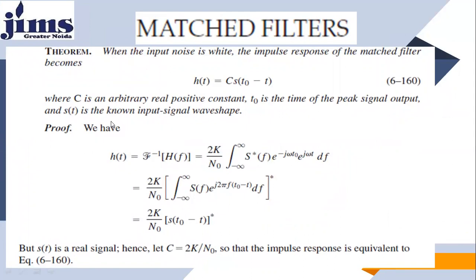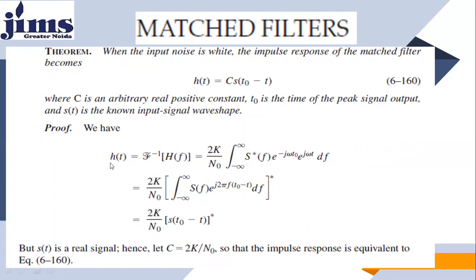Again, we solve this particular theorem. When the input noise is white, the impulse response of a matched filter becomes this, where C is an arbitrary real positive constant, t naught is the time of the peak signal output, and s(t) is the known input signal waveform. So we start with the proof.